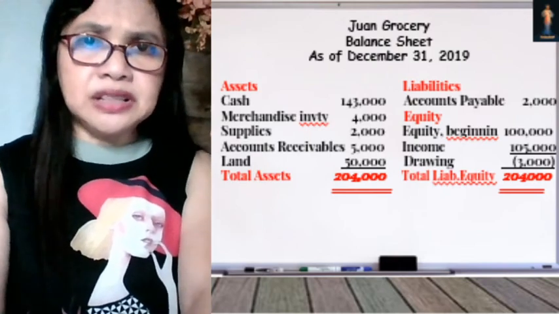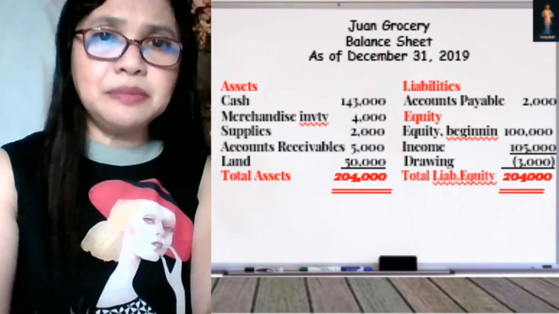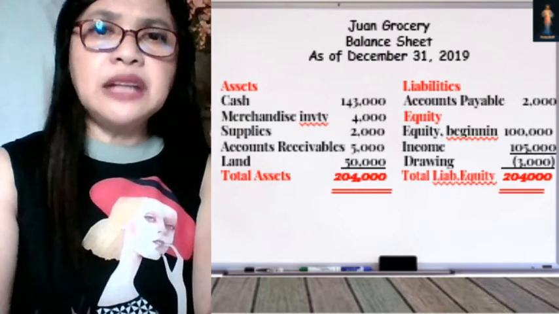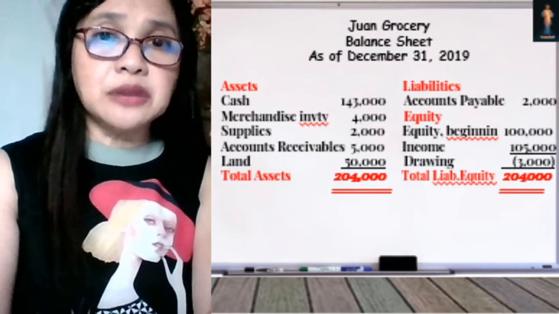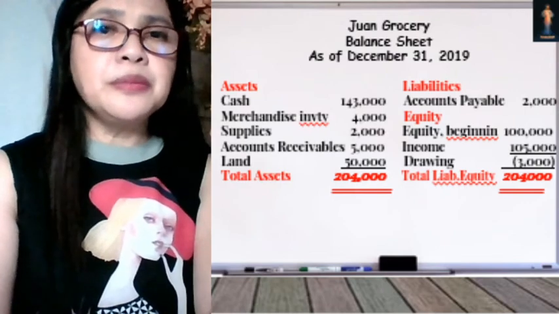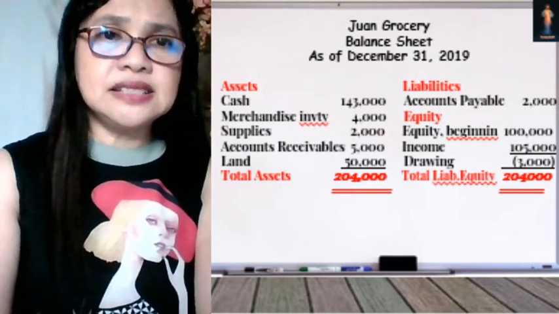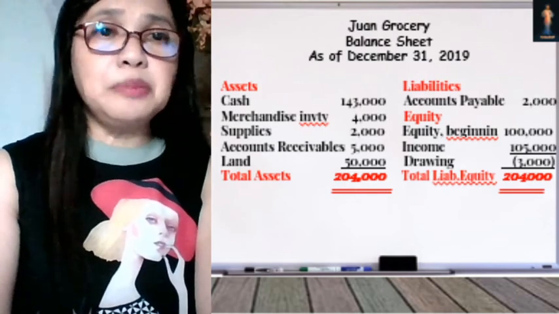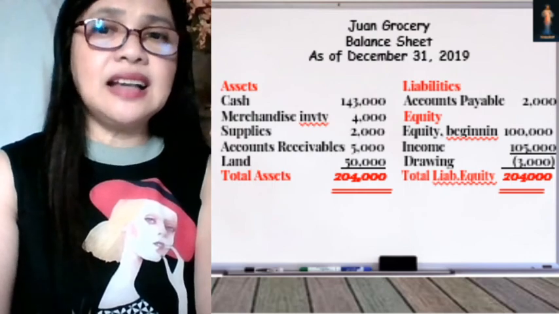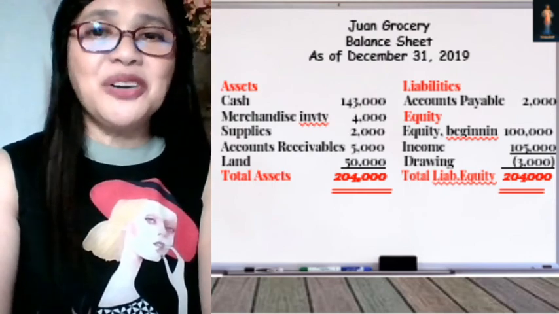You will notice that the income, we did not prepare our income statement, but I think this is a hypothetical figure. Then we have a drawing account of 3,000 and total liabilities and equity of 204,000. We should always see to it that the total assets is equal to total liabilities and equity. This is what we call again the basic accounting equation. And now you were able to prepare your balance sheet.